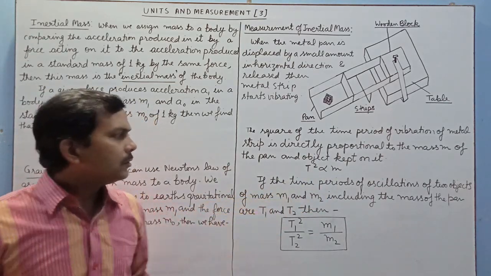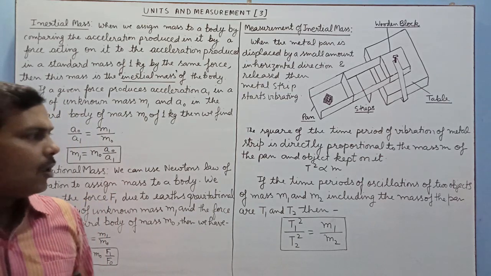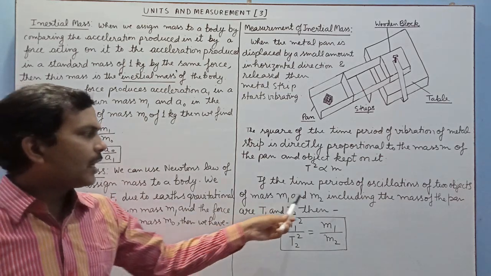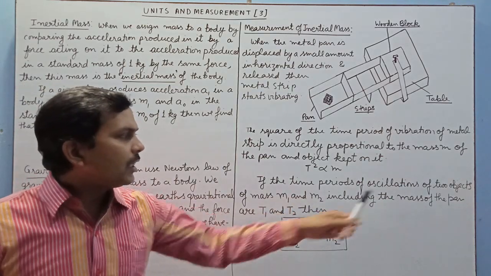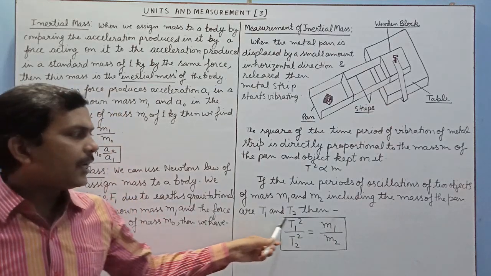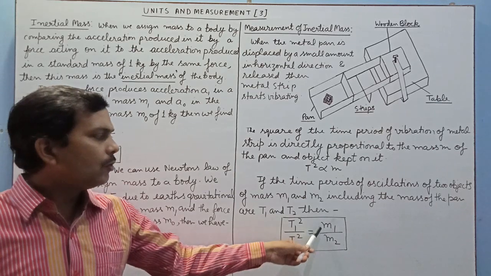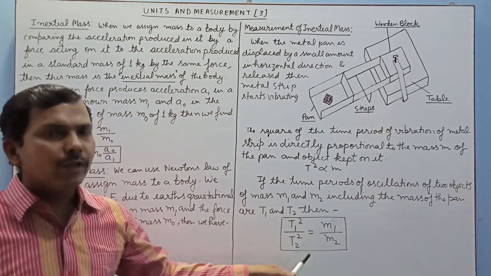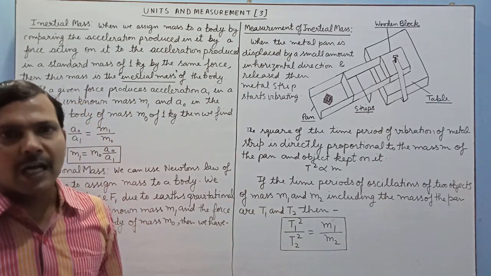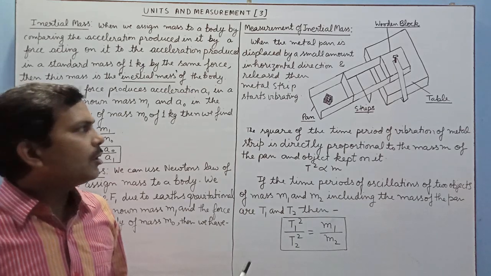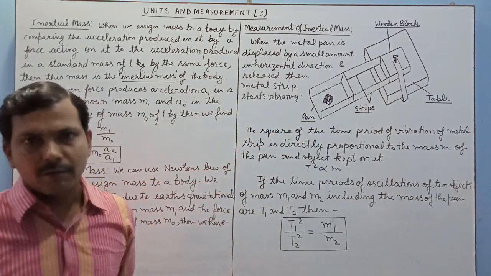If the time periods of oscillation of two objects of masses m1 and m2, including the mass of the pan, are T1 and T2, in this case we may write T1 square upon T2 square is equal to m1 upon m2. With the help of this relation we can obtain the inertial mass of any object kept on this pan.